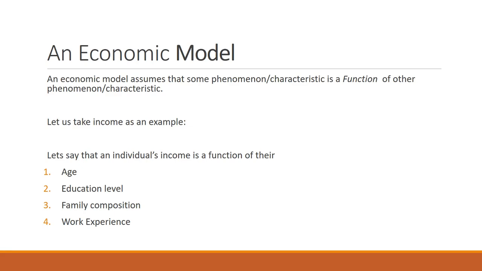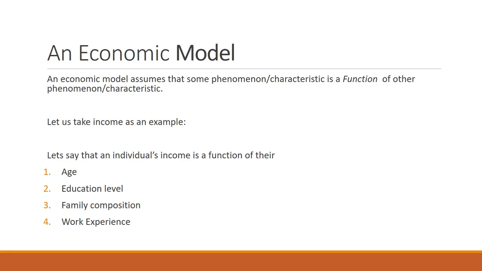An economic model assumes that some phenomenon or characteristic is a function of other phenomena or characteristics. Let's take income as our example. It's been our go-to. We want to specify a function that describes what factors affect income. If you remember from math class, a function is something that takes input values and produces some output value. So income will be a function of other variables. Income is the outcome value, and those other variables are the input variables.